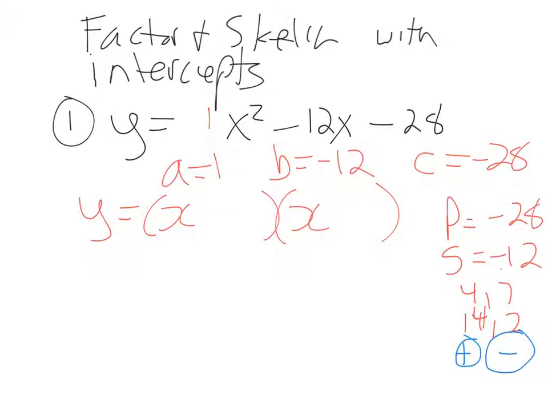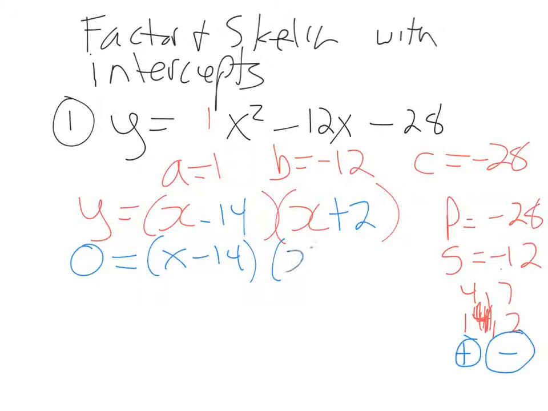So I've got this 14 right here. Like 4 and 7, there's no way to combine 4 and 7 and have them add up to negative 12. I need a sum of negative 12. But if I look at 14 and 2, sure, the negative one has to be bigger, the 14. So it's going to work out to be minus 14 and plus 2. So what I do is I just put those in here: minus 14, plus 2. And now remember the value of y equals 0. So 0 equals (x minus 14)(x plus 2).